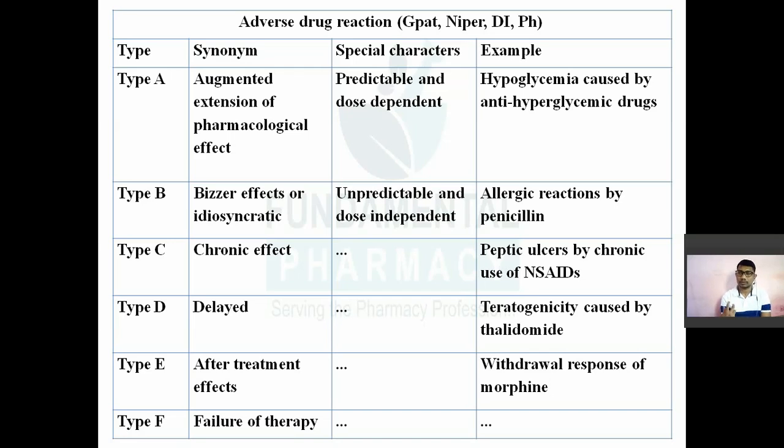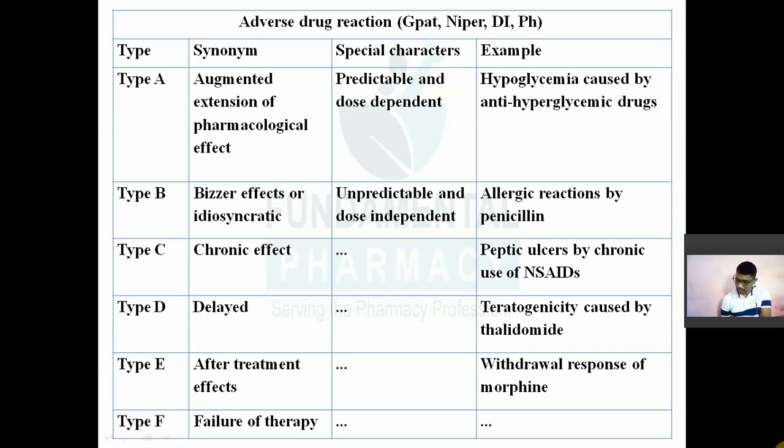Suppose that you are suffering from tuberculosis, and the doctor has told you to take drugs like rifampicin, ethambutol and so on daily and continuously for 2 months. Suppose you took them for 10 days and then left them because your symptoms reduced a little. The disease will come again, relapse. Relapse of disease, so that is known as failure of therapy. Type F reactions are known as failure of therapy.